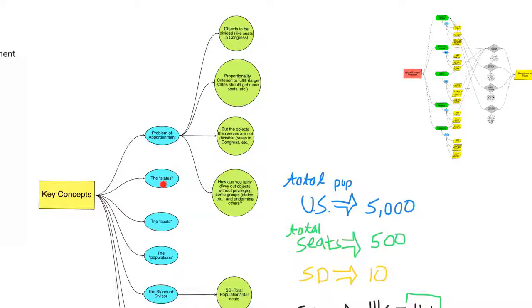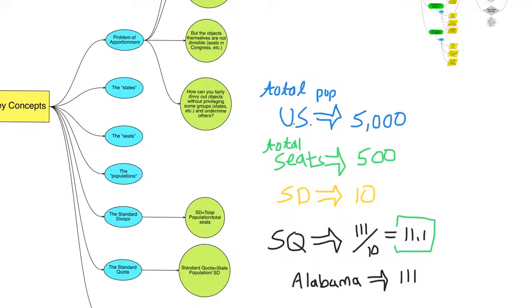The states themselves are the categories, the subcategorizations of the total population. In the case of countries, it would literally be states. Seats are the objects to be divvied out, the indivisible objects to be divvied out. And in this case, we're looking at seats in Congress. The populations have to do with the total population in the country, as well as the states themselves. The standard divisor is what you get when you take the total population of the country and divide it by the total number of seats in Congress. That essentially tells you how many human beings each seat in Congress represents. And the standard quota is what you get when you take each state population.